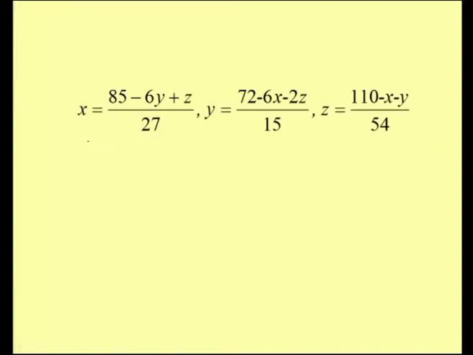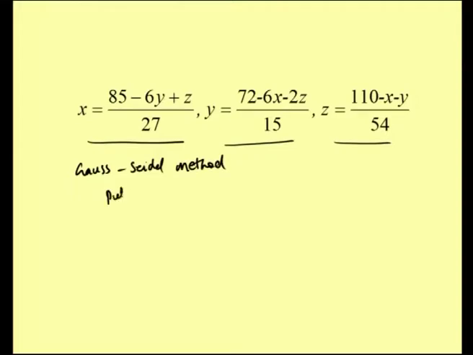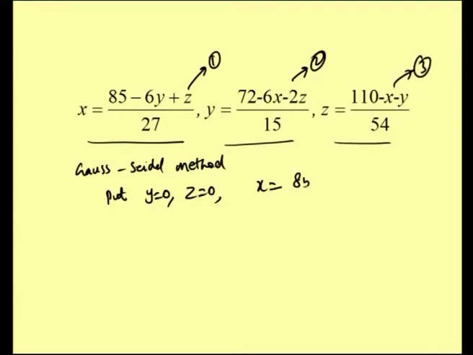From the first equation x is written, from the second equation y is written, and from the third equation z is written. Okay. So, first we shall solve it by substituting y is equal to 0 and z is equal to 0 and find out x. This is the first equation, this is second, and this is third equation. So, we get 85 by 27. Okay. 85 by 27 gives you 3.148, and this is the first iteration.